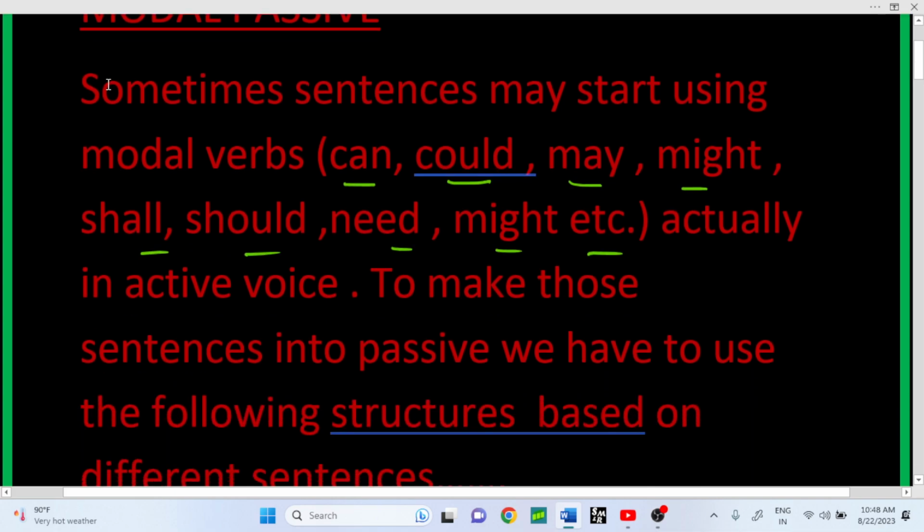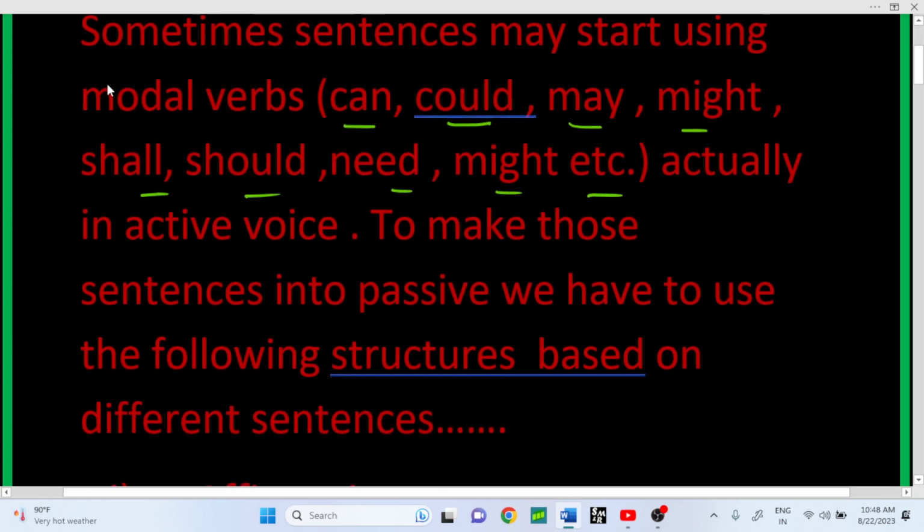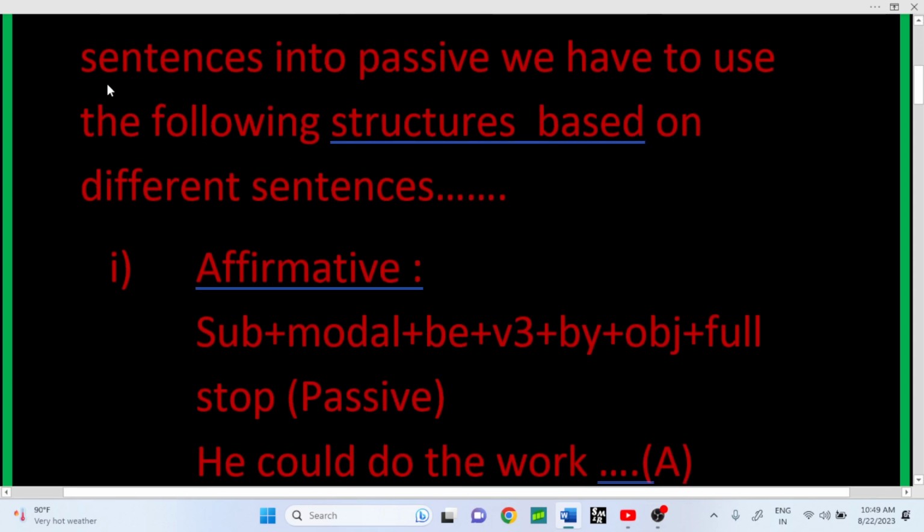If the sentences start using any modal verbs, then we have to use the following structure in passive. To make those sentences into passive, we have to use the following structure based on different sentences, as discussed by me in other uploaded videos. The very first one is affirmative. What does affirmative tell? There is no negation in the sentence.